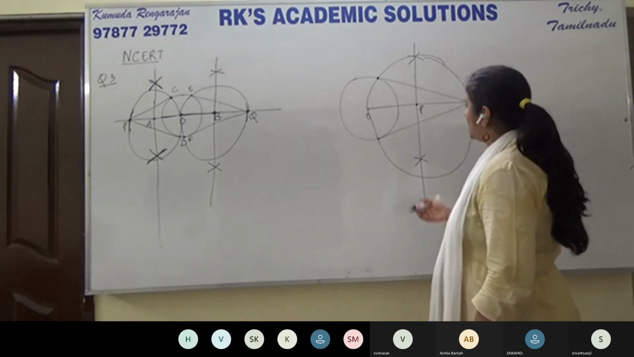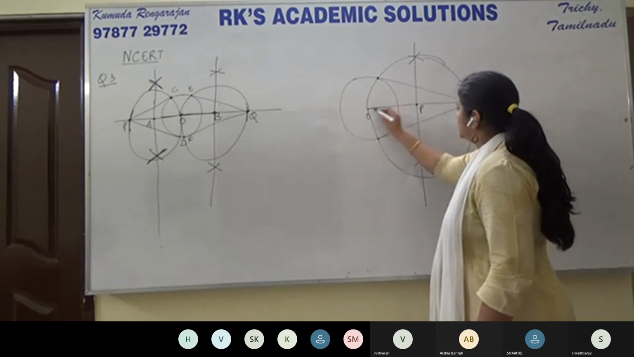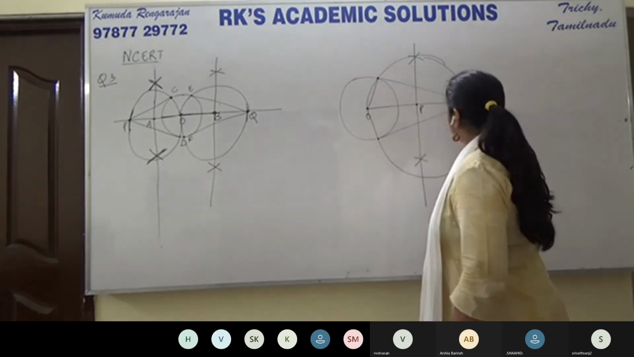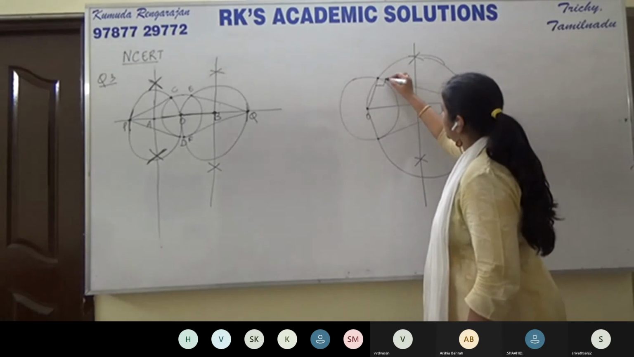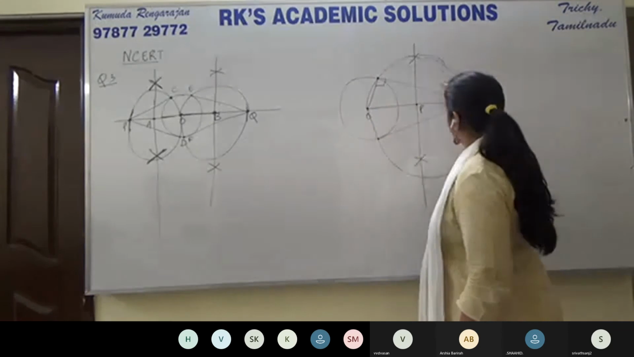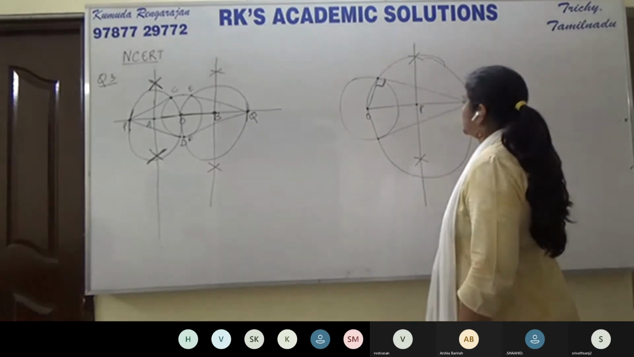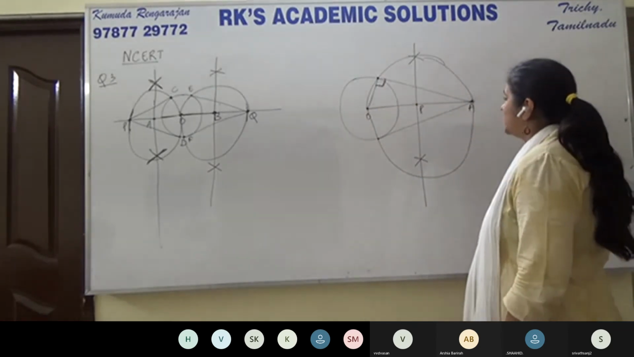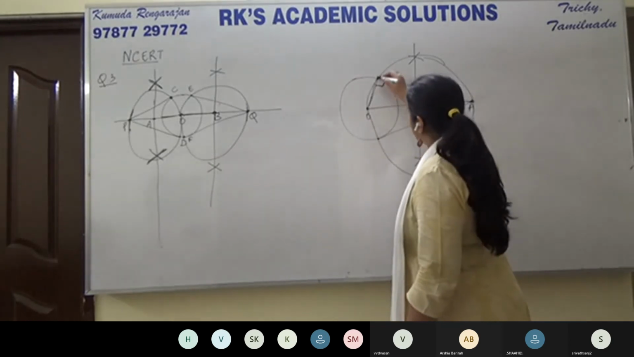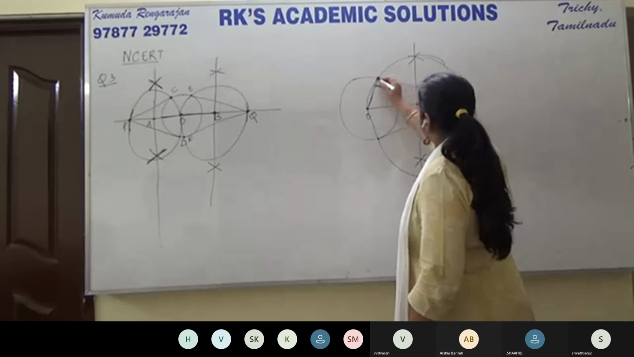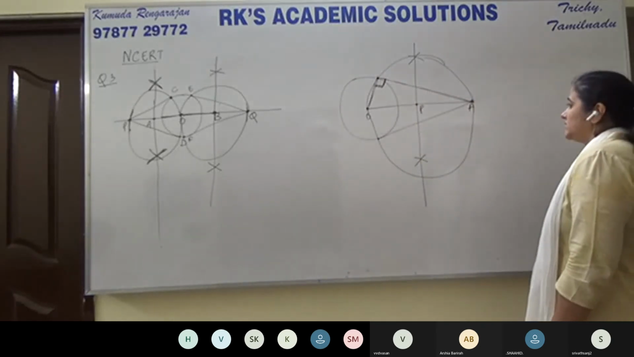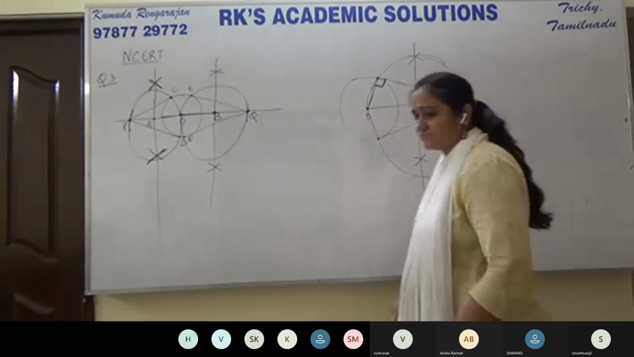The construction works because in this big circle, this is the diameter, and from the ends of the diameter, O and A, there are lines. So this should be 90 degrees. Angle in a semicircle is a right angle. So now with respect to the small circle, this is the radius, and the radius is making 90 degrees with this line segment. Then this line segment has to be the tangent to the circle. Same thing here.